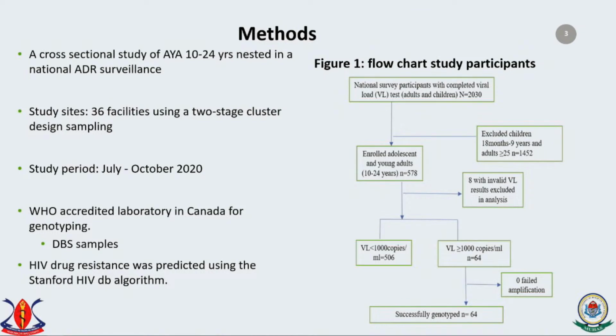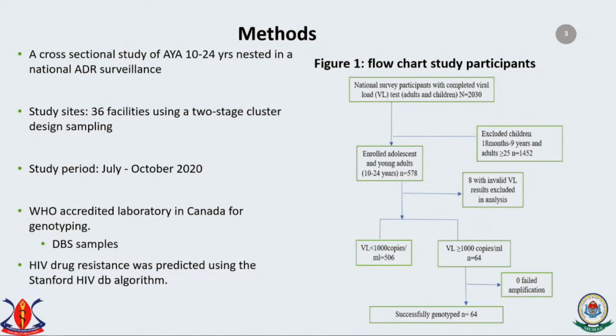So the figure on my right, and I think on your left side, displays where we included our study population. So we had around 2,030 participants overall. And as you all know, it's children and adults, but in between we have adolescents. So we excluded in this analysis children who were aged 18 months but younger than 10 years, and also adults who were aged 25 years.